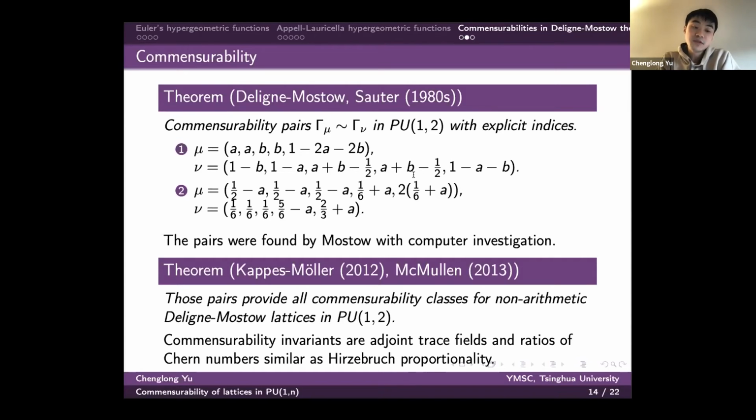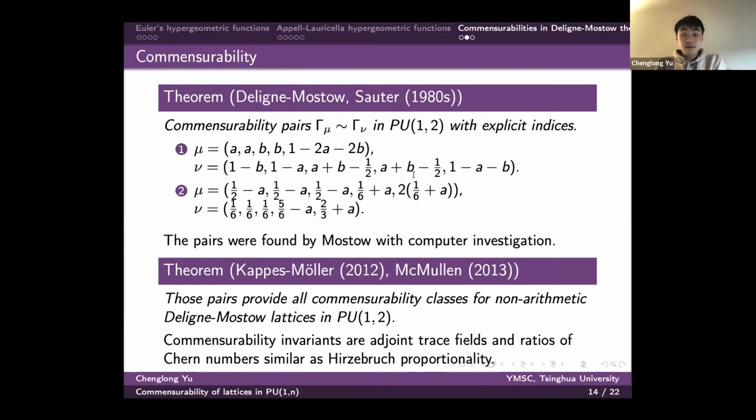Their invariants to distinguish those commensurability classes are the adjoint trace fields and the ratios of Chern numbers. Those ratios of Chern numbers are called Lyapunov exponents in Kappes-Möller's paper, and some other ratios used in McMullen's paper are more related to volumes of those moduli spaces, the orbifold volumes for those spaces. So those ratios are actually quite similar to Hirzebruch's study of proportionality of Chern numbers for compact and non-compact Hermitian symmetric spaces.